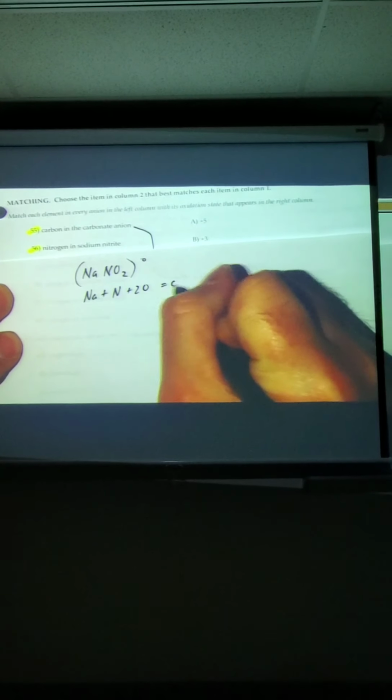Nitrogen and sodium nitrite. So sodium nitrite is NaNO2. Notice this has no charge. So sodium plus nitrogen plus 2 oxygens equals 0. Now we have to solve it. But use the rules. One of the rules that we have is group 1 is a +1, and sodium is a +1 because it's in group 1.